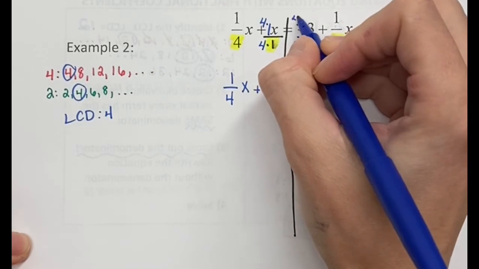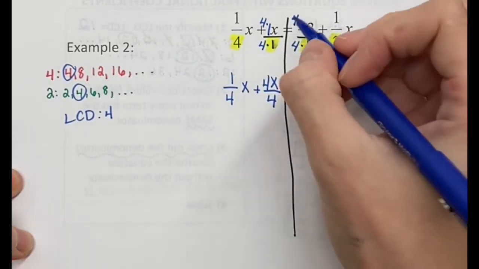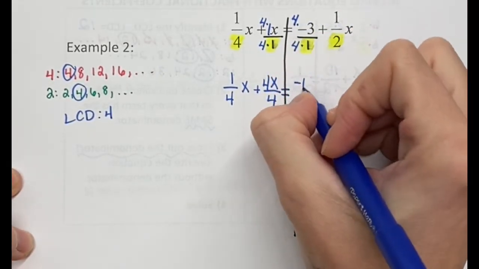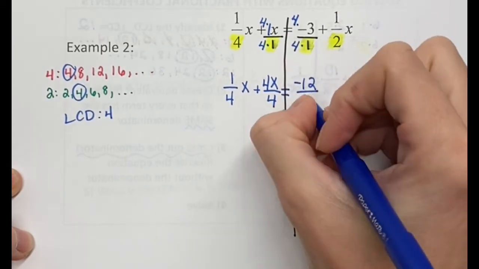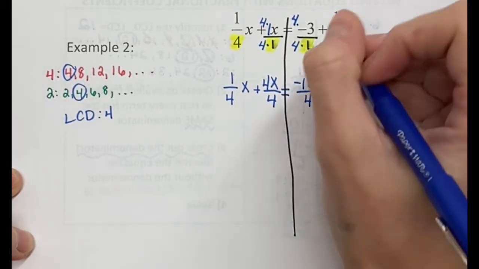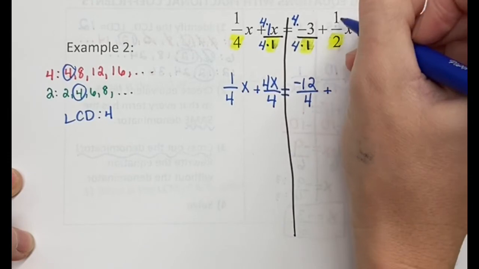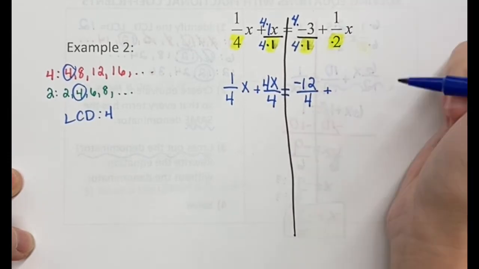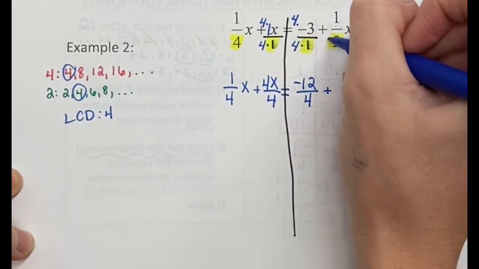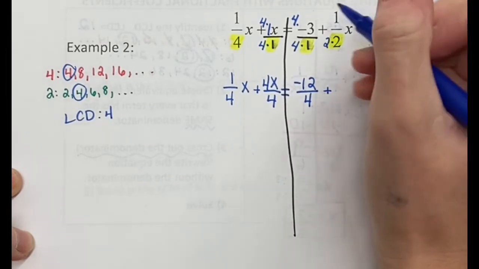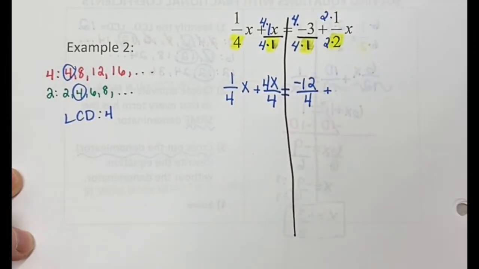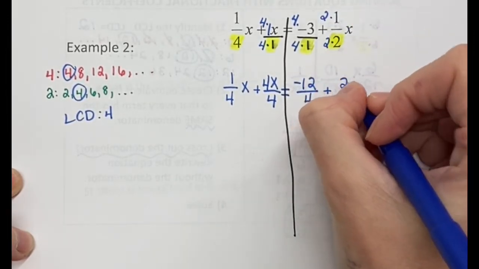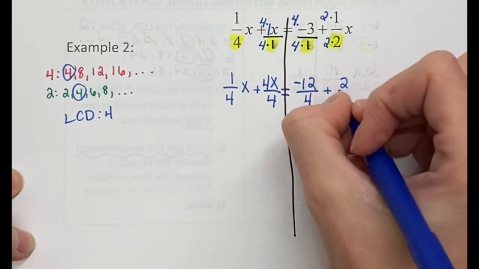But what I do to my denominator, I do to my numerator. So then here I have 4 times negative 3, which gives me a negative 12, over 4 times 1, which is 4. Then plus 1/2. What do I multiply 2 by to get it to become a 4? Well, I multiply 2 times 2. And then what I do to my denominator, I do to my numerator. So 2 times 1 is 2, over 2 times 2, which is 4.